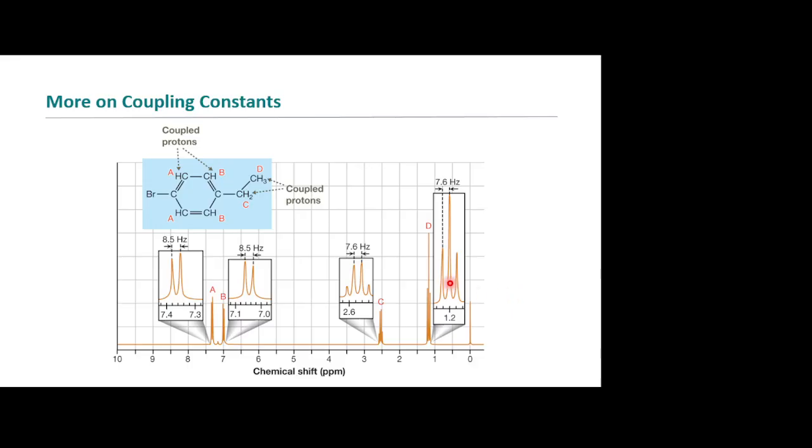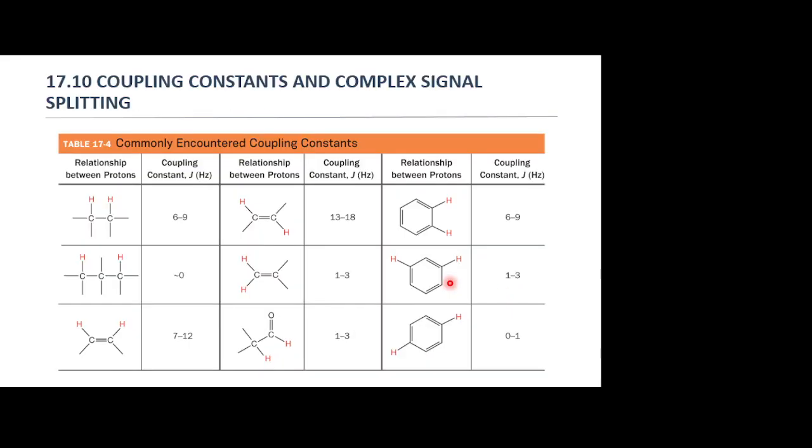Now, one of the things I want to point out is I actually have listed a couple cases of what are called long-range coupling. And that's going to be where instead of being on the carbons that are next to each other, they're on the next carbons over, right? So this is a case of long-range coupling. And they typically only happen on something that's highly conjugated, things like an aromatic ring.